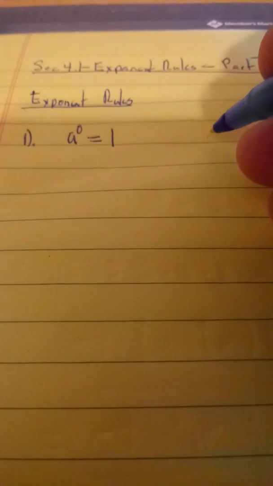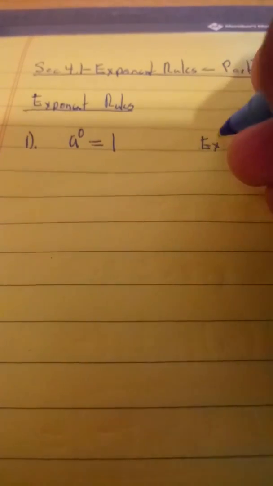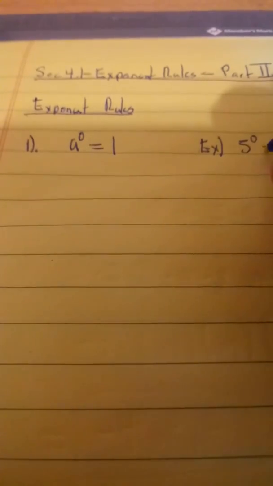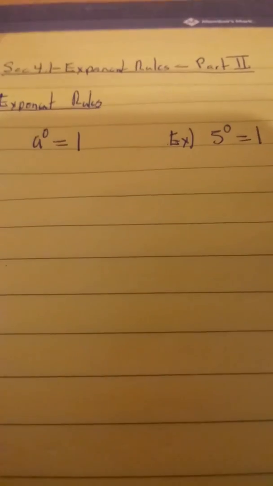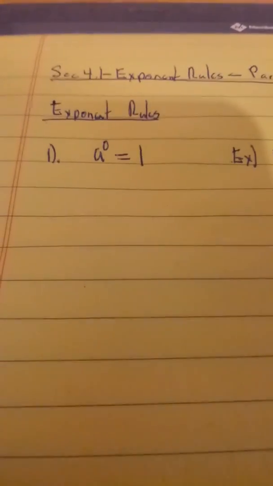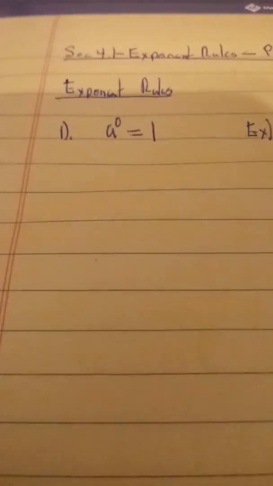So for example, let's say you have something like 5 raised to the 0 power. Okay? So 5 raised to the 0 power will still be equal to 1. If you have something in alphabetical form, let's say you have y raised to 0. It'll still be equal to 1. So once again, any base that's being raised to the 0 power will be equal to 1, no matter if it's a variable or a number.